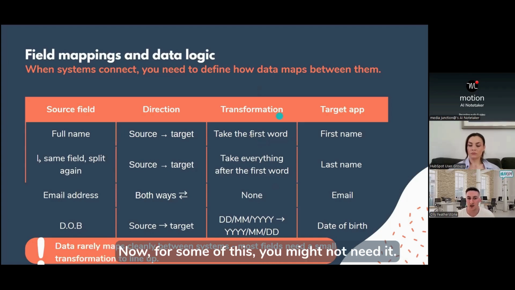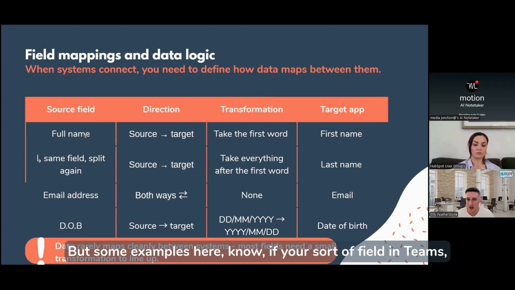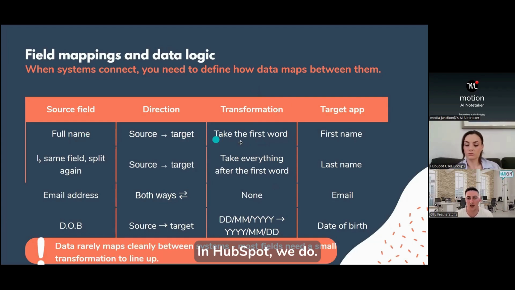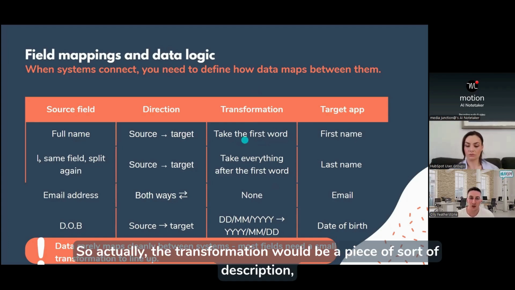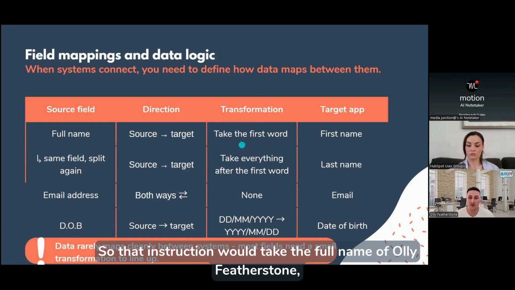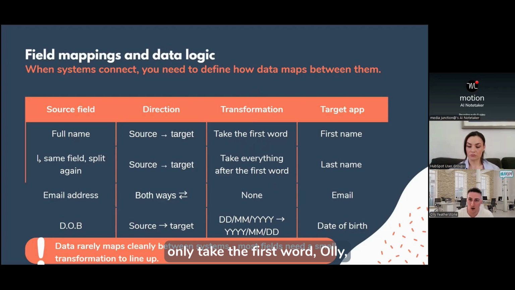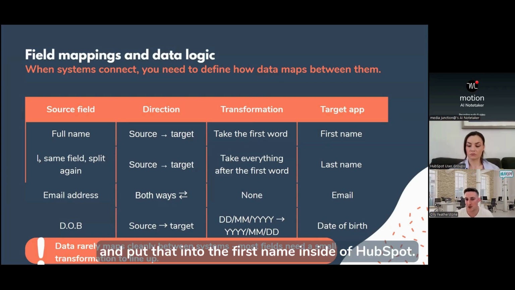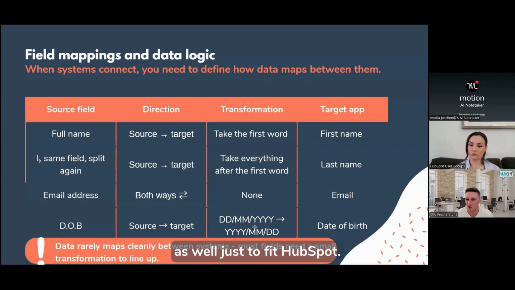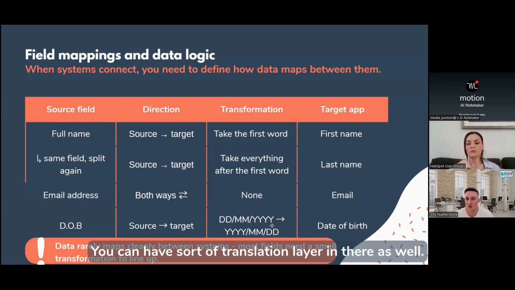You've then got the transformation piece. Now, for some of this, you might not need it, but for example, if your field in Teams, let's say, or whatever it is, is full name, you don't separate first name and last name. In HubSpot, we do. So the transformation would be a piece of description, if you like, for the developer to say, we'll take the first word from this field to place it into the target field in the target app. So that instruction would take the full name of Olly Featherstone, only take the first word, Olly, and put that into the first name inside of HubSpot. So you don't have to re-engineer your whole data structure in the other platform just to fit HubSpot. You can have a translation layer in there as well.